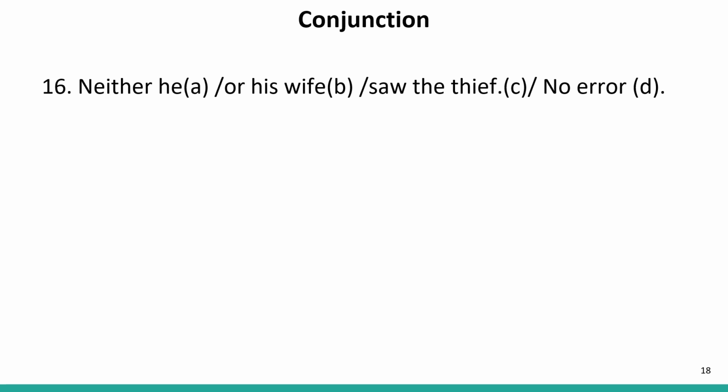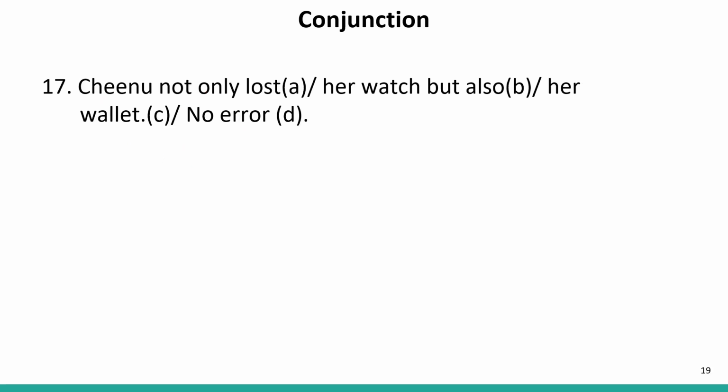Neither he or his wife saw the thief. Now in this sentence, we have neither, and neither is always paired with nor, so this or should be replaced with nor. And this is a negative sentence. That he and his wife did not see the thief. Neither he nor his wife saw the thief. So our answer is B. Now let us move to the next question.